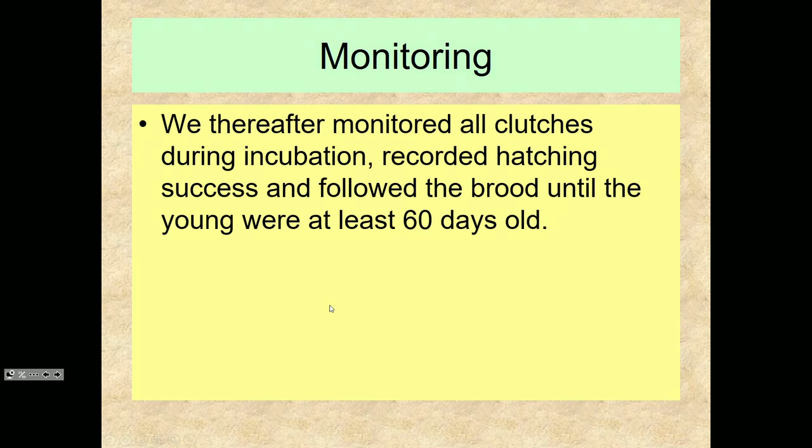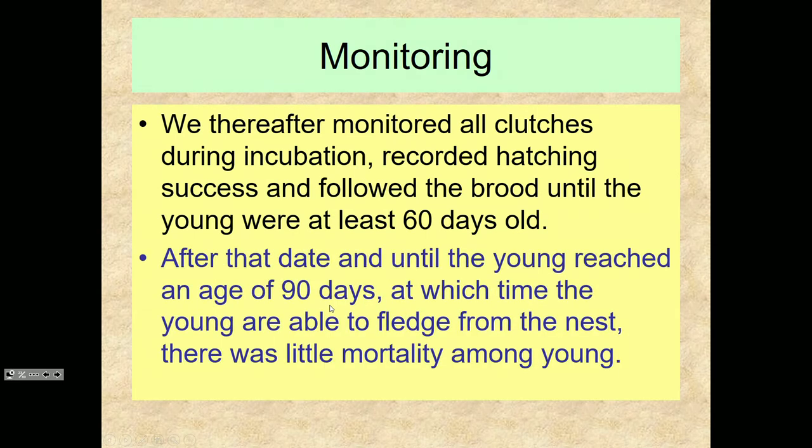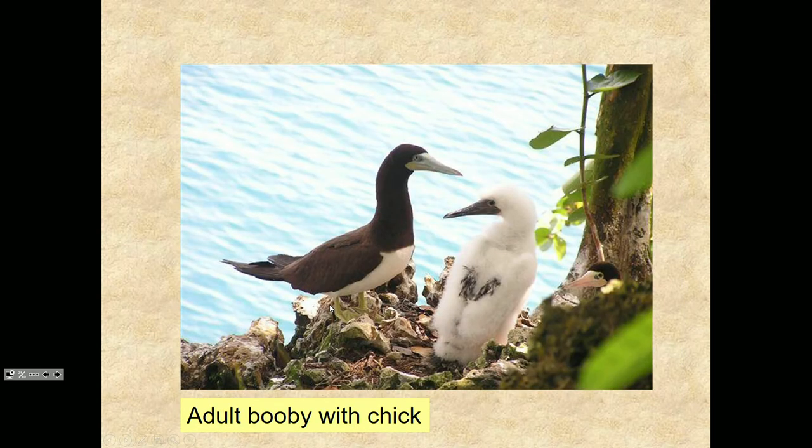After this, we monitored, we followed up these pairs during incubation, recorded hatching success, and followed the brood until the young were at least 60 days old. We have seen that this is an approximation of fledging success, as there's very little mortality up to 90 days when they're independent. So this is an adult booby with a chick that is pretty grown up. After this, they will develop more and more feathers.